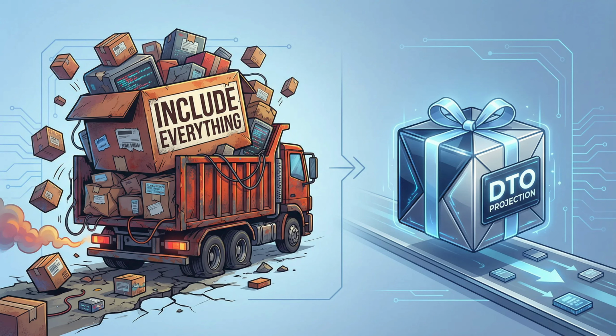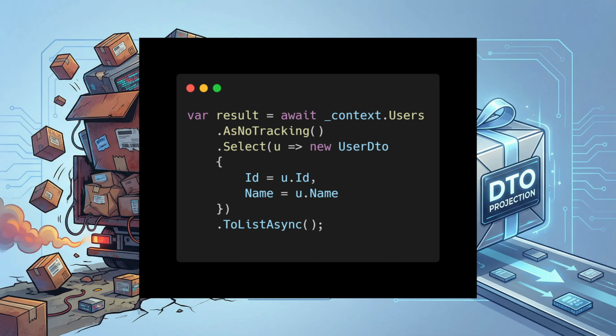Include abuse and overfetching. Include is powerful, but many developers use it like a hammer. They include everything: customer, items, product, supplier, history. Suddenly, one endpoint returns a 2 megabyte JSON and takes 2 seconds. Pro mindset: don't load what you don't need. Use projection instead. Select only the fields required for the API, like in this example. Projection is one of the most powerful performance tools in Entity Framework Core.